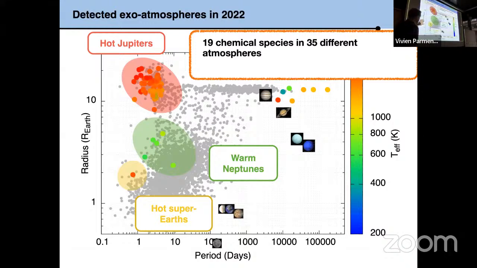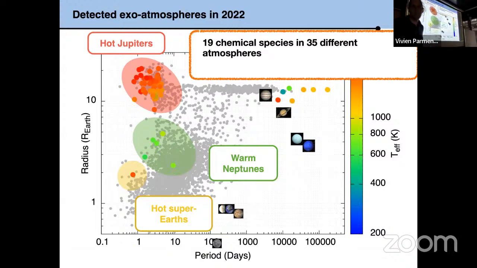This is radius of planets as a function of period. The gray points are the detected exoplanets, and the colored points are the ones for which we had some sort of atmospheric characterization. And so you see mainly hot Jupiters were dominating the field, which makes sense, they're easier. We had a few lucky warm Neptunes we could observe, and almost nothing that was below. And obviously, we had nothing still that looks like the solar system.